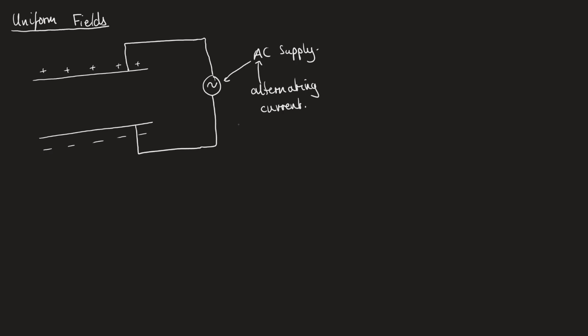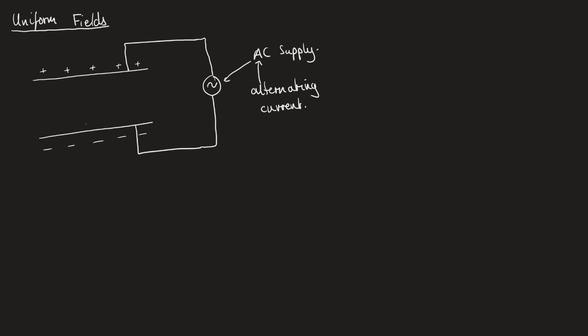But for now, you just need to be aware that in order for a uniform field to be created, it requires two parallel plates, or just two plates with an alternating current across them. It doesn't always have to have one being positive and one being negative. You can have just one being positive and then the other one being grounded.